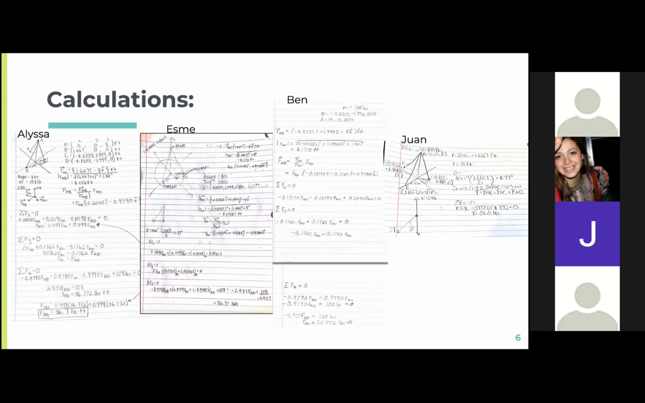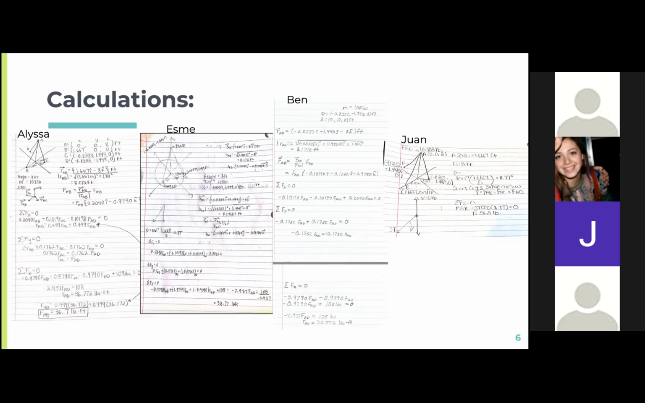For our calculations, we found the position vectors for A, B, and C. The position vector for A to B was 0.204 i hat minus 0.979 k hat. I then found the tension of A to B by using the sum of forces and solving for FAB, which was 36.7 pounds times feet.